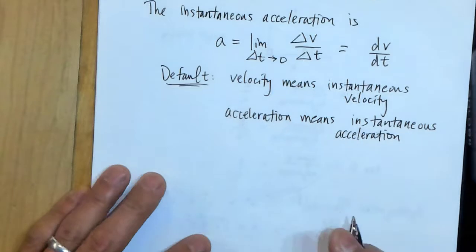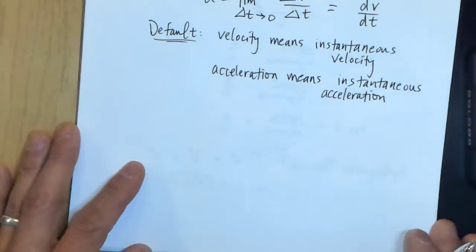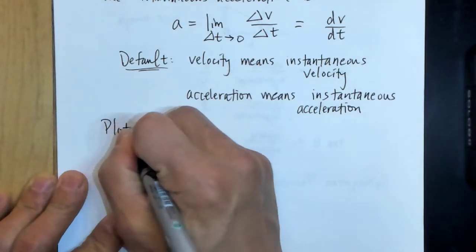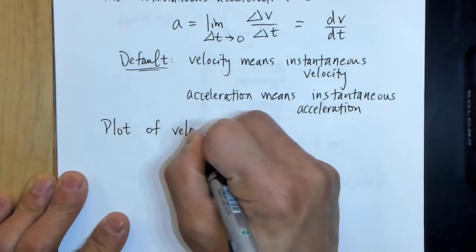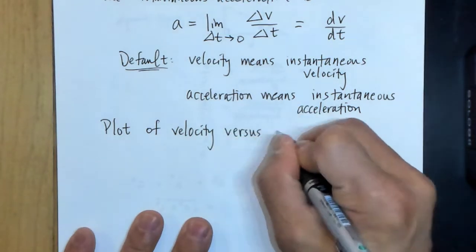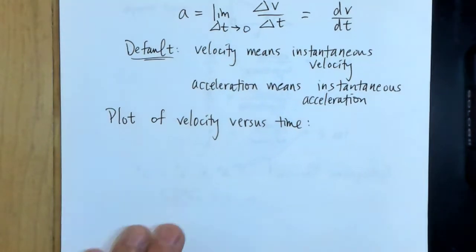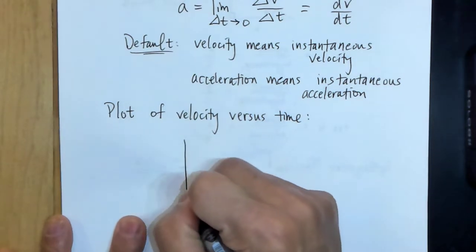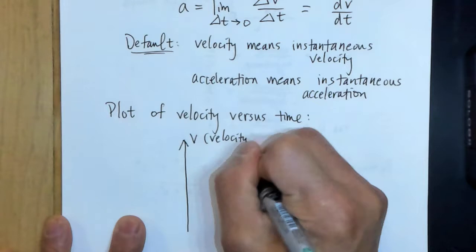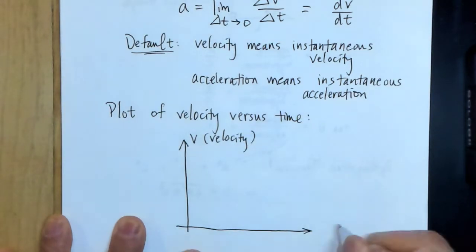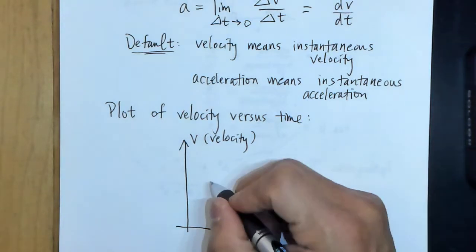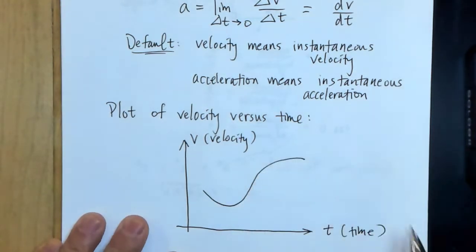Let's now make another plot. Let's plot velocity versus time. Remember, that means instantaneous velocity versus time. Okay, here's my velocity, and here's my time. And just for fun, let's make a different curve. Let's make it more squiggly like that.